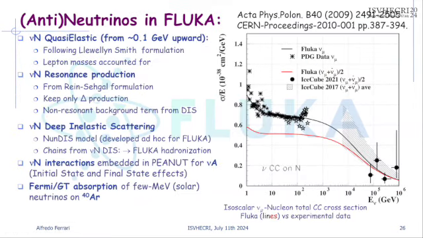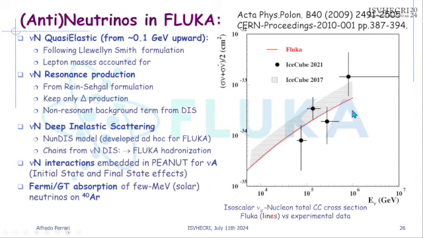Antineutrinos in Fluka. So Fluka can do quasi-elastic, resonant production, deep inelastic scattering with antineutrinos. This is just an example of the cross-section as computed by Fluka for an isoscalar target compared with experimental data and compared with more recent, very high energy data from IceCube. You can see that within the very large error bars of the experiment, things are reasonably reproduced.